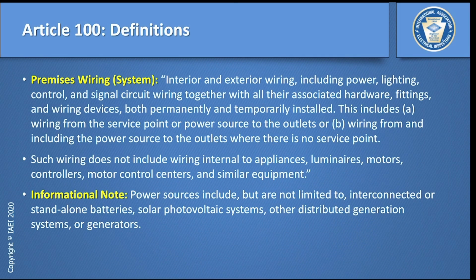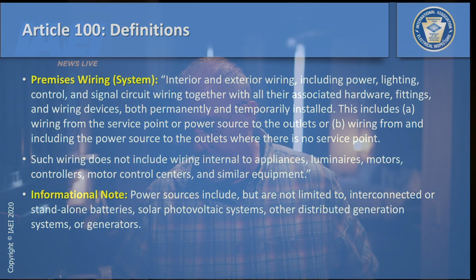Okay? So now here we have a definition of premises wiring systems. Interior and exterior wiring, including power, lighting, control, and signal circuit wiring, together with all their associated hardware, fittings, and wiring devices, both permanently and temporarily installed. This includes A, wiring from the service point or power source to the outlets, or B, wiring from and including the power source to the outlets where there is no service point.